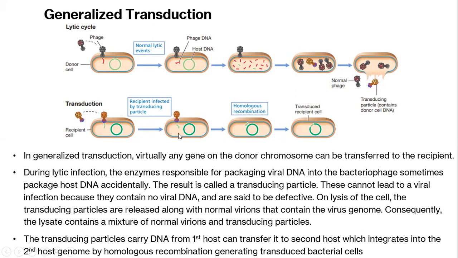Now, once inside the recipient cell, the genes present on this DNA are not viral genes, so it cannot undergo any lytic cycle. Rather, these are chromosomal genes that are brought to the second host from the first host, mediated by the virus particles. So depending on sequence homology, you can have formation of hybrids by homologous recombination, and that will lead to generation of transduced recipient cells that will have new phenotypes.